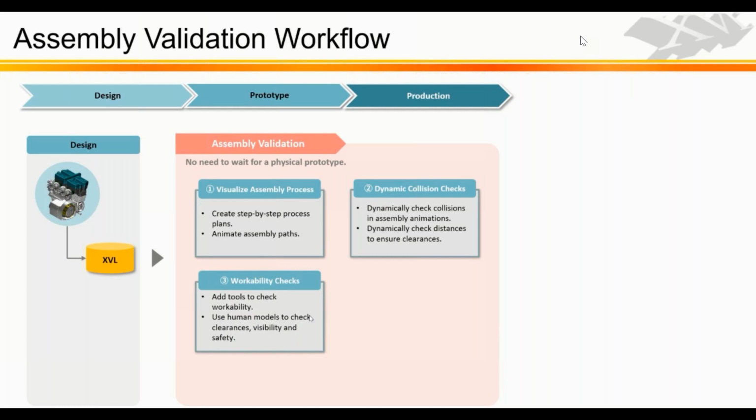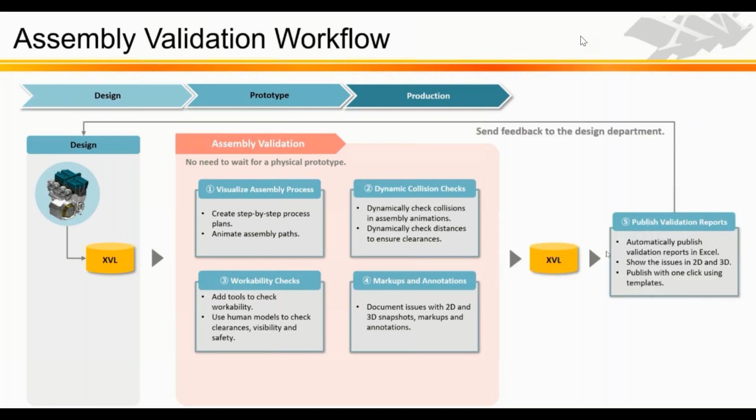You can then add tools and human models to check the workability, visibility, and safety of the assembly process. And when there are issues, you can document them using 2D and 3D snapshots, markups, and annotations. After completing your assembly validation, you can save the XPL file and automatically generate reports which are sent back to the design team.